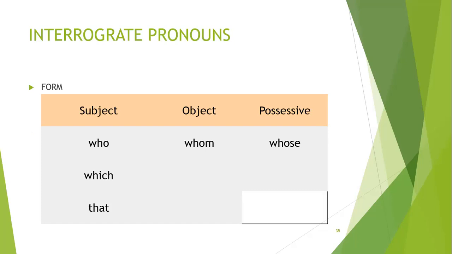So there is a form. If it's a subject, it is who. If it's the object, it is whom. If it's a non-human subject, you can use which. If it's a subject, human or even non-human, you can use that.